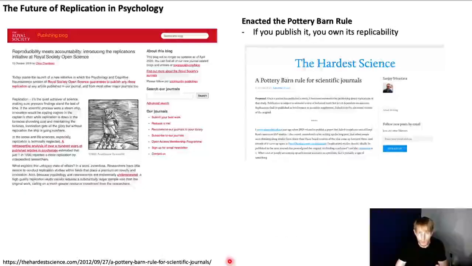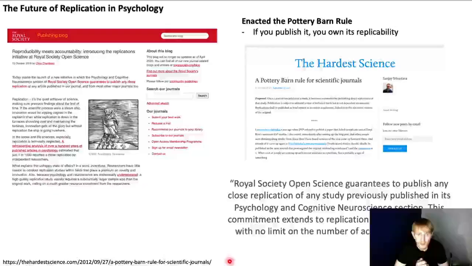And now this is huge, because what it essentially means is the Royal Society guarantees to publish any close replication of any previously published study in its psychology and cognitive neuroscience section. This commitment extends to replication studies themselves, with no limit on the number of acceptable repeats. That's massive, because that means if they've published a study, I could do a replication, and it doesn't even have to be registered, assuming that it meets a certain quality, of course. It has to get through review. I have to provide all the information, and it has to be assessed in terms of, is it a good replication? They will publish it. And that's massive.